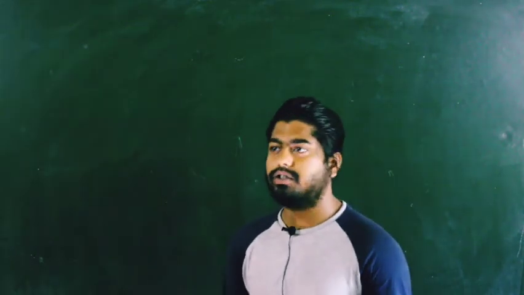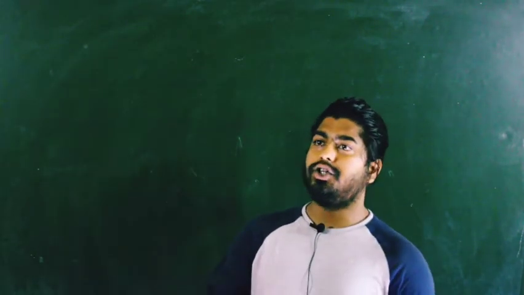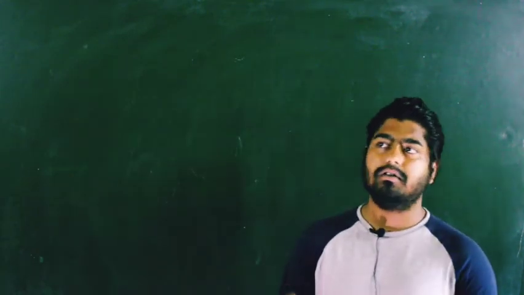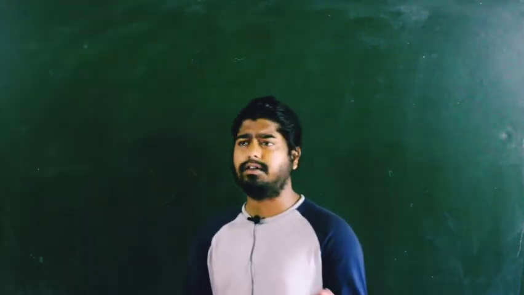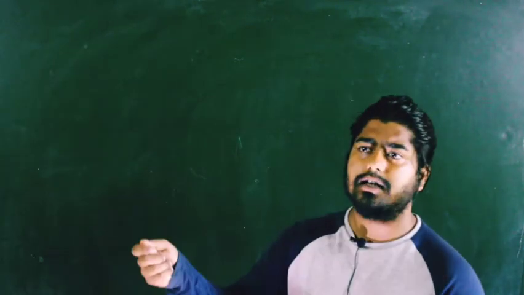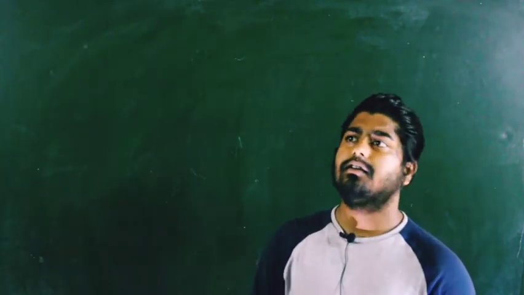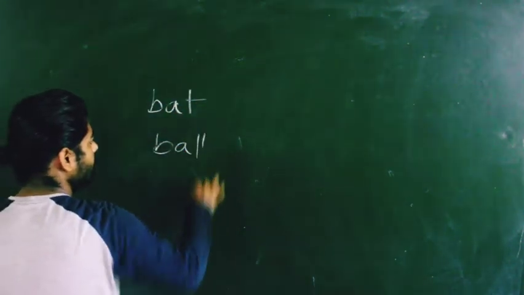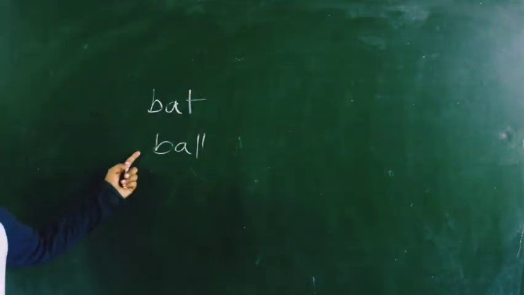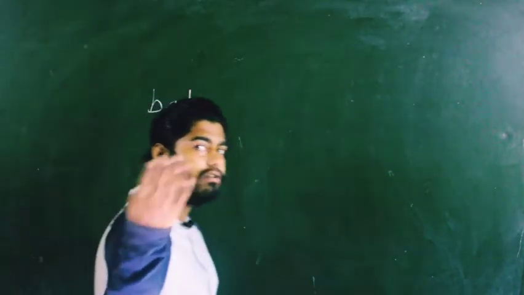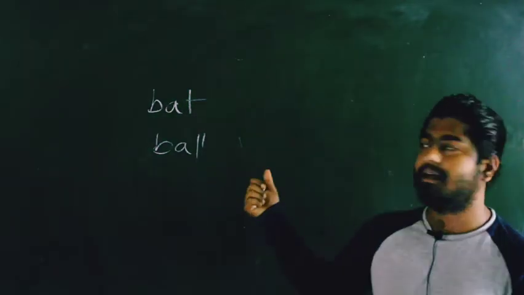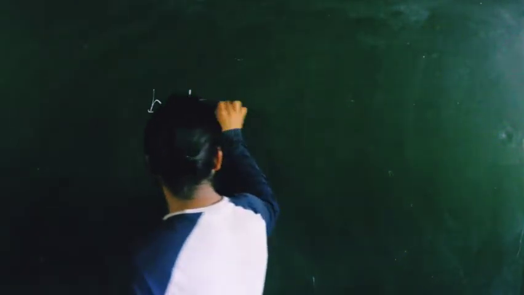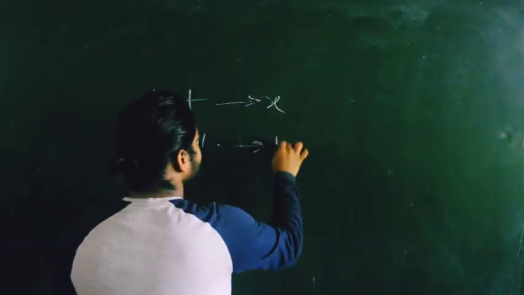So there's a coach of a cricket team, and she buys bats and balls for her players. First she bought a quantity for 3,900 and another for 1,300. So we have to determine which components we have here. First we have a bat and we have a ball. These are the two components, and we have to assume a variable according to the question. So let's take bat as x and ball as y.